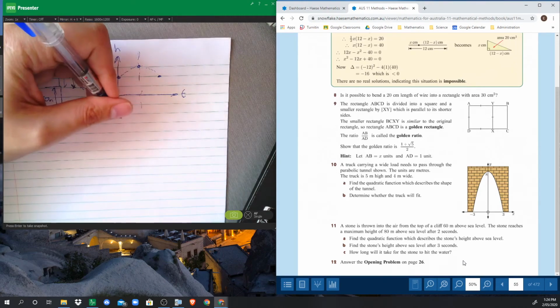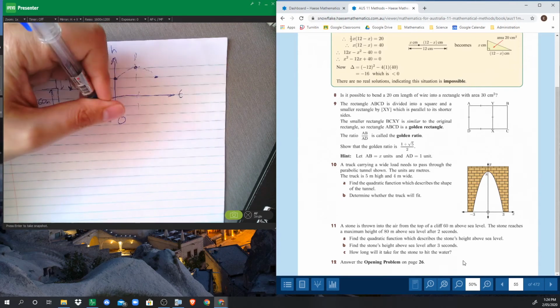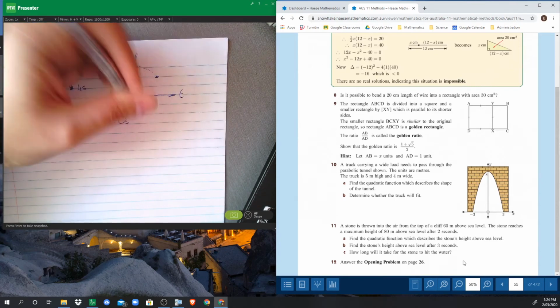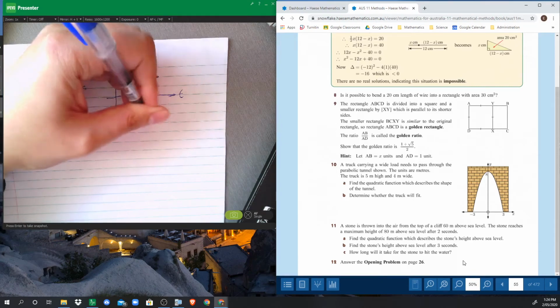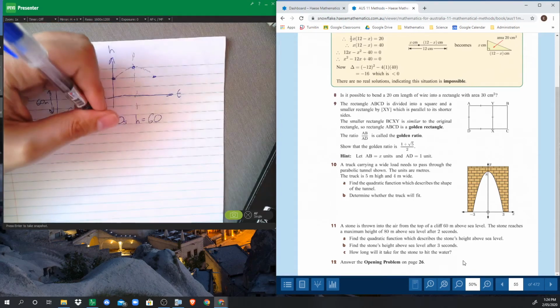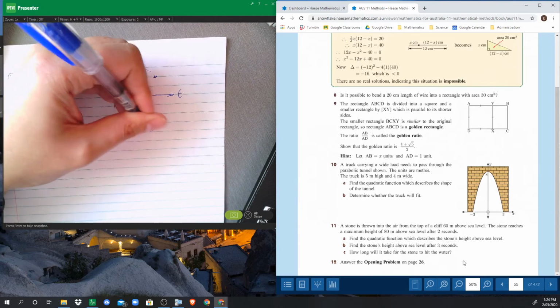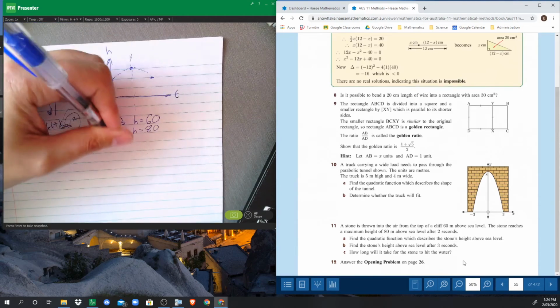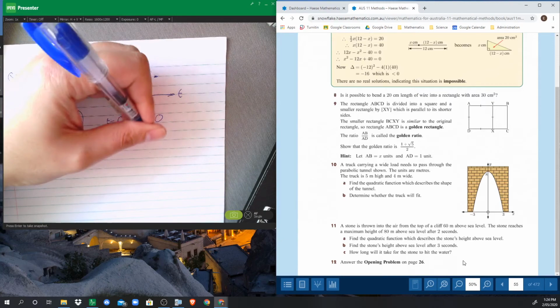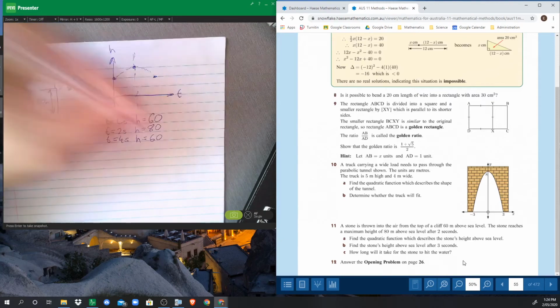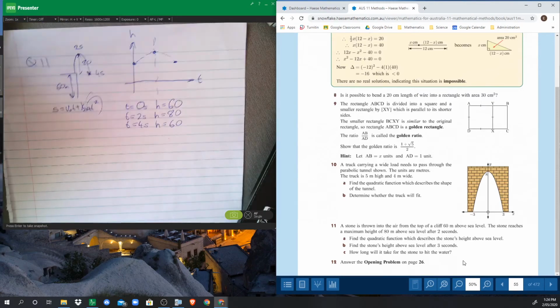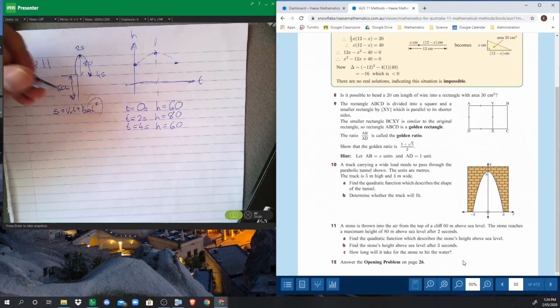The first one is, at t equals 0 seconds, h equals 60. We've got t equals 2 seconds, h equals 80. And we've got t equals 4 seconds, h equals 60 again. So let's have a look. Hopefully that's enough to solve this.